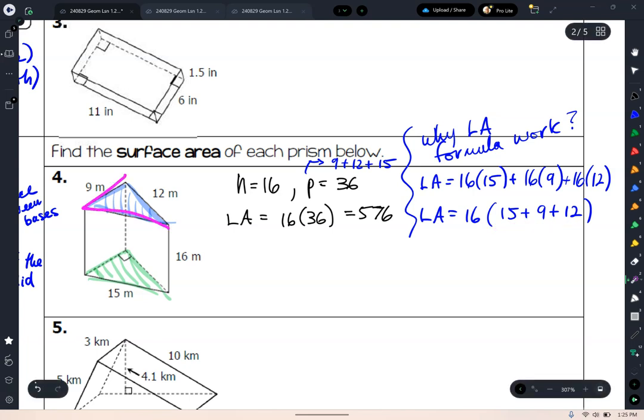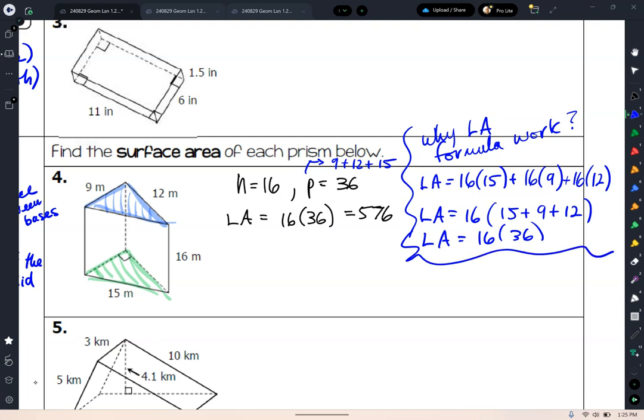Yeah, that's the 15 plus 9 plus 12. That's the perimeter of one of the bases. And so that's why the lateral area formula works for us, right? We've got this 16 times 36 here. So just to understand why things work the way they do.